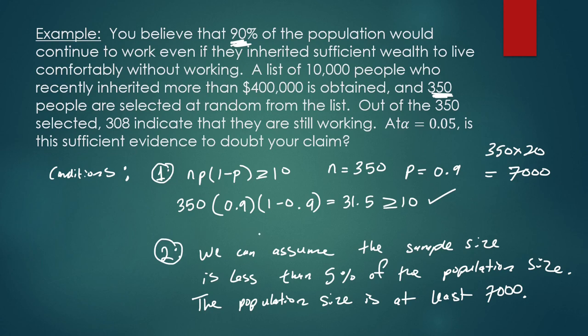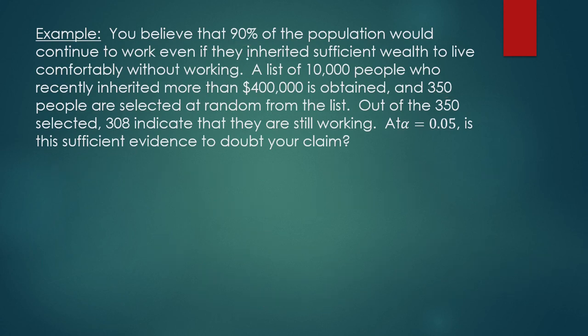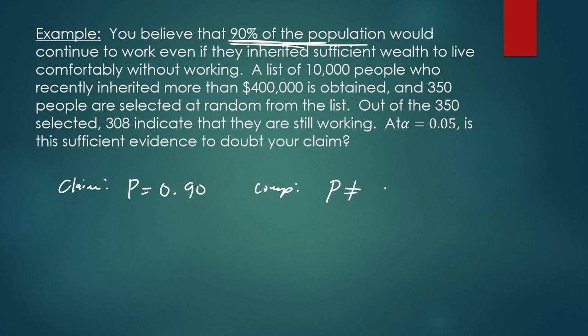So let's start the problem. We're making a claim about a population proportion. So the claim is p equals 0.90. We're making the claim that the proportion is 90%. We do not use the symbol mu because this is not a mean that we're looking at here. We're looking at a proportion that's related to the population. The complement is the opposite of this, so the proportion p is not equal to 0.90.